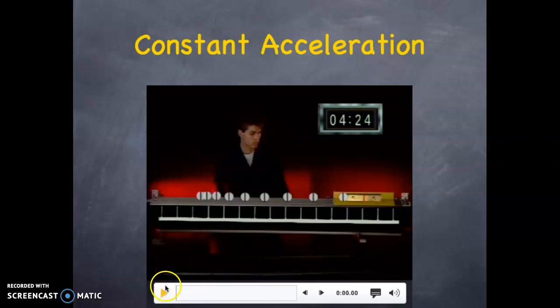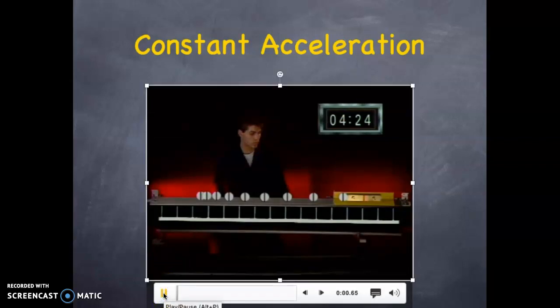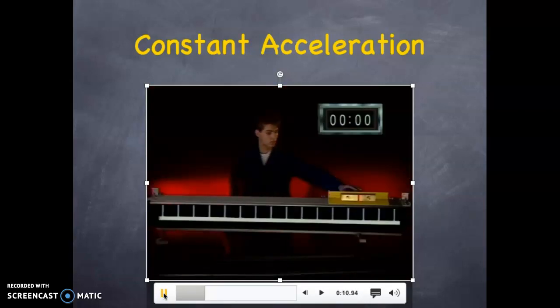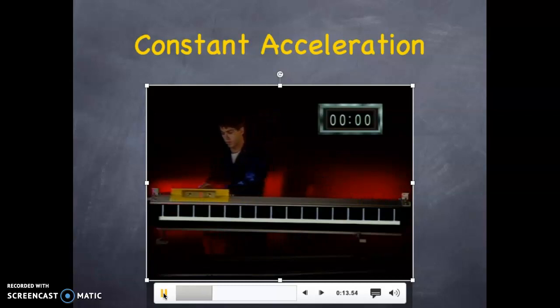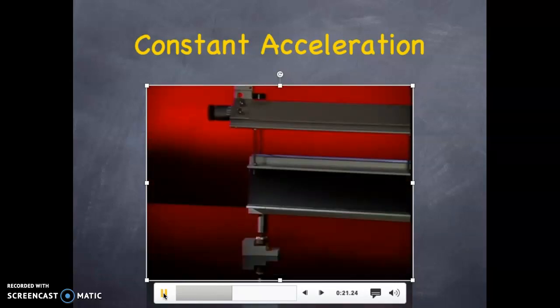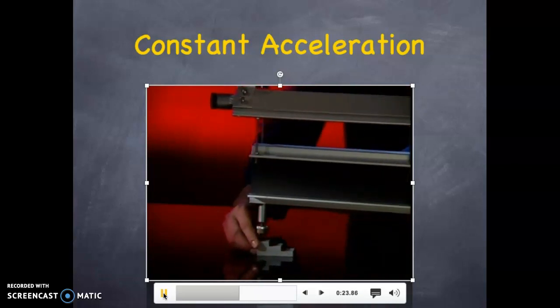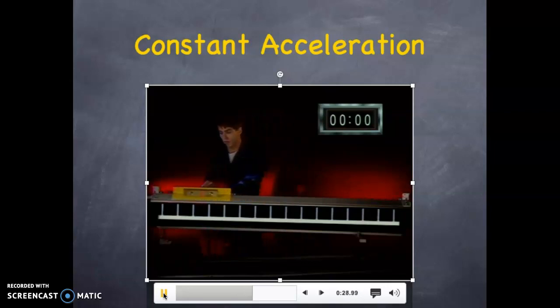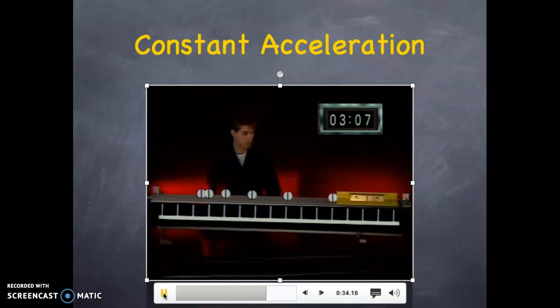Let's look at this situation here as well. Watch this situation now carefully. The object moves faster, faster, faster. Now it's going to be an even faster rate of change of speed. It has a higher acceleration. Okay, that's what I want you to see.